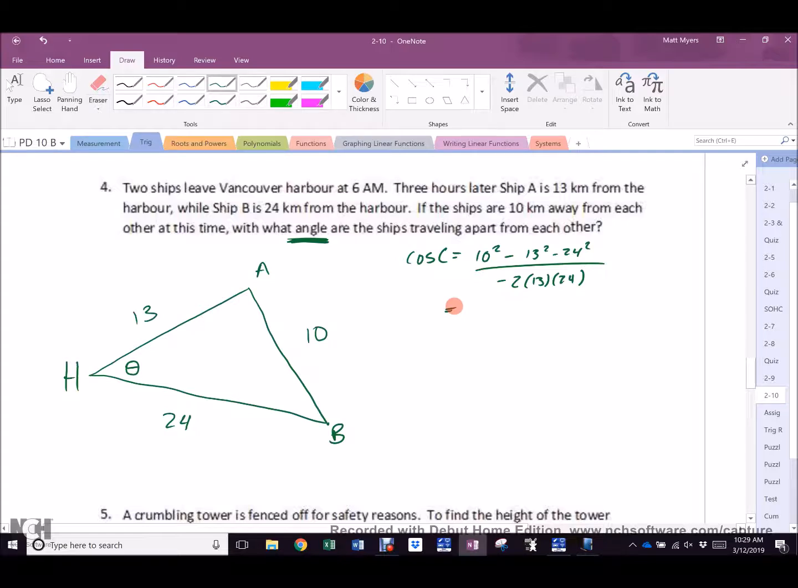Okay, that is negative 645 over negative 624. And then what do I do with that number? What do I do with that number? Shift cos. What happens? What happens? Right. Why?